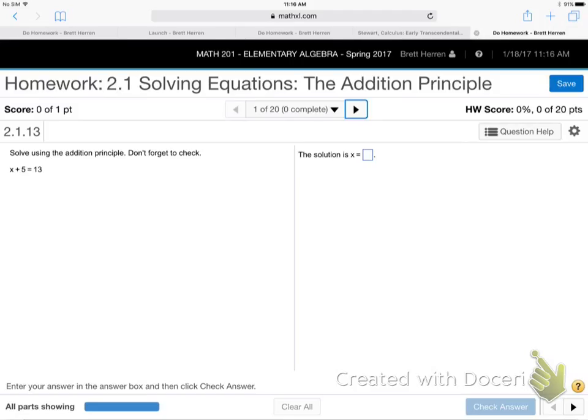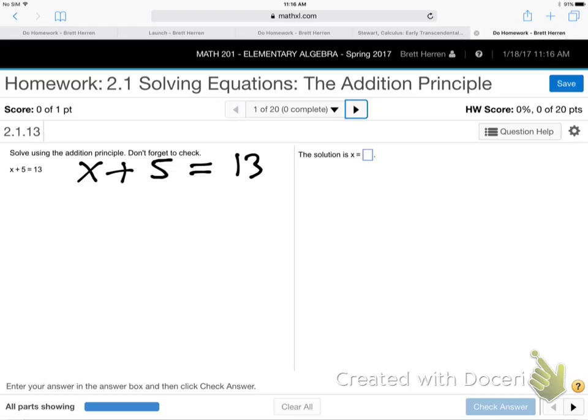Okay, so there we go. So there we have an equation to solve. We have x plus 5 equals 13. Okay, so chapter 1's over. That was a review. And now we want to solve that equation.